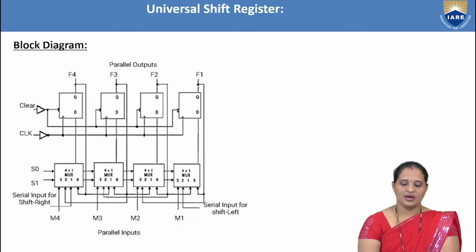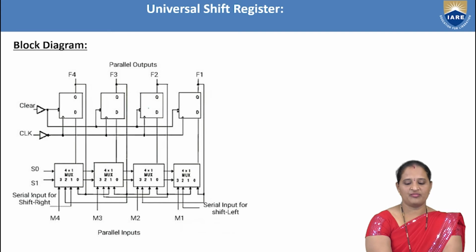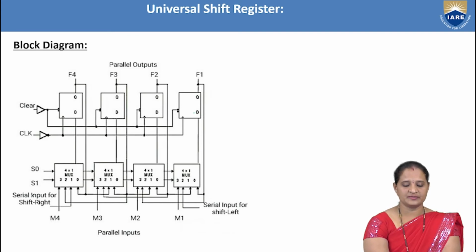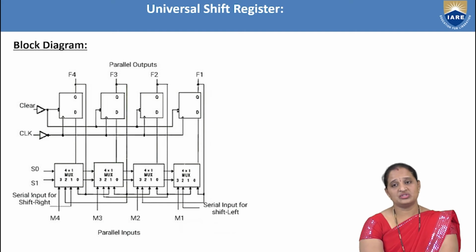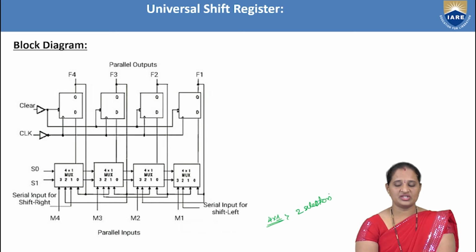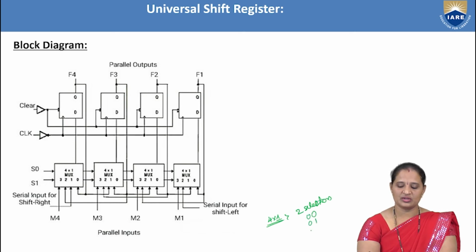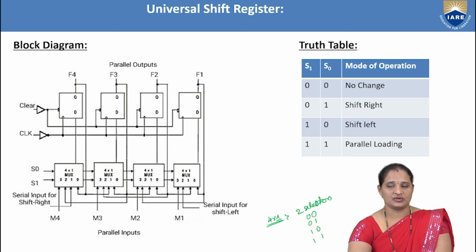So let us see the operation. This is the universal shift register in which we have 4 D flip-flops, and we have 4 4x1 multiplexers. In a 4x1 multiplexer, what is the number of selection inputs we have? 2 selection inputs. If we have 2 selection inputs, what are the possible combinations? 4 combinations: 00, 01, 10, 11. Based on these selection inputs, this shift register can operate in any of the 4 modes.